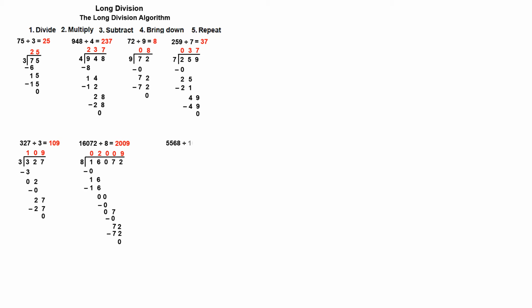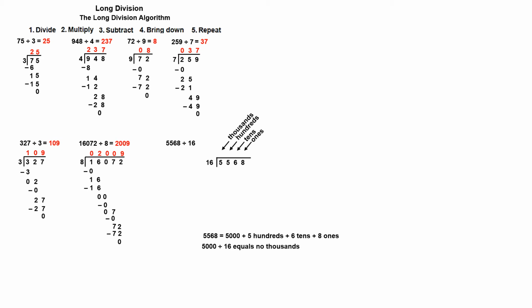Divide 5,568 by 16. 5,568 is the same as 5 thousands plus 5 hundreds plus 6 tens plus 8 ones. So we divide thousands, hundreds, tens, and ones separately. Dividing 5,000 by 16, we get no thousands because 5,000 divided by 16 is less than 1,000. It means that 16 does not go into 5 of the thousands. We will not have any thousands.